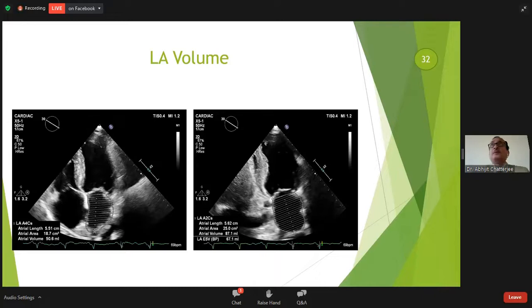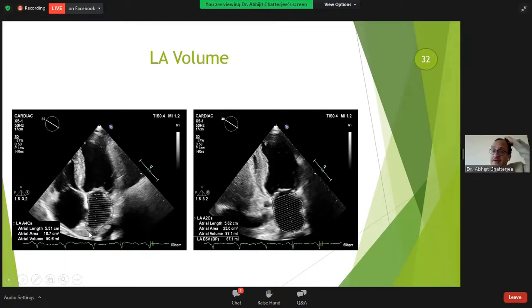Now, one of the important prognostic factors is LA volume. Again, it is better to measure it in two planes by the modified Simpson's method. We start at the annulus, we trace the interior of the left atrium, end at the other annulus, and importantly, join the two annuli by a straight line. Some young doctors will make this mistake. They will trace the undersurface of the mitral valve. Don't do it.